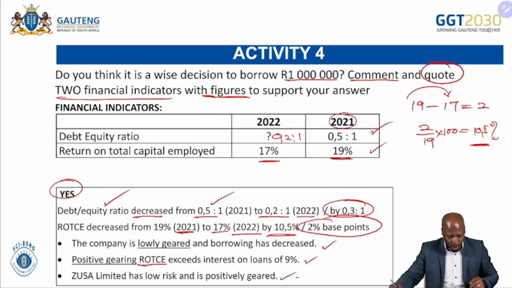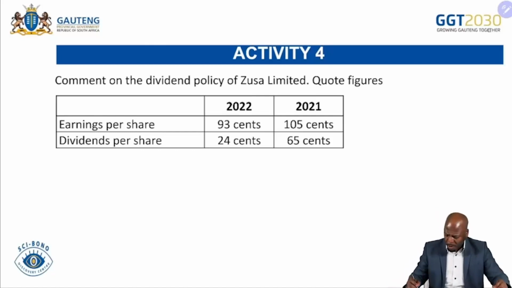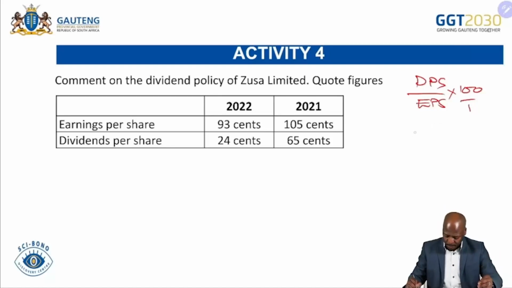Now, I want us to move on to the next aspect, which is very interesting, which I know most of you have a challenge with. Comment on the dividend policy of SUSA Limited. Other questions say, calculate the dividend payout rate. That is your DPS over your EPS, multiplied by 100 over 1. This gives the dividend payout rate. But now they want you, when you have the dividend payout rate, to comment on the dividend policy.